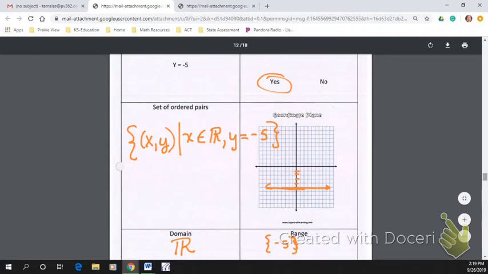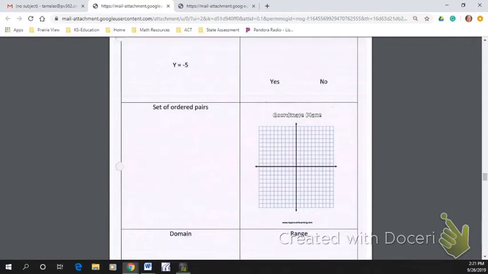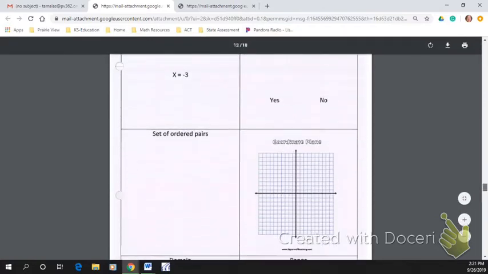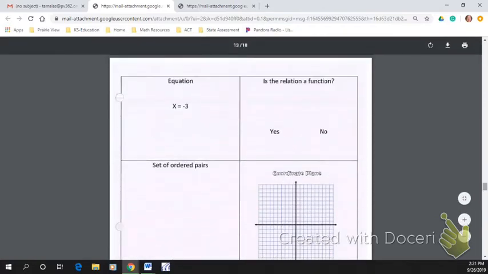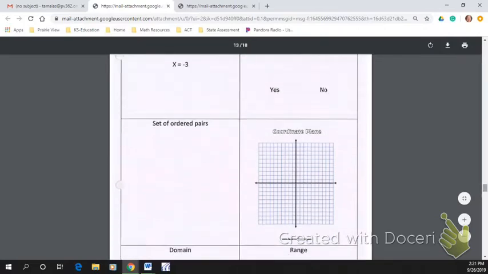Everybody okay with that page? Okay, next one. Vertical, x equals negative 3. Yep, just a vertical line this time instead of a horizontal, but not a function. Not a function, correct. So what happens when it's not a function?